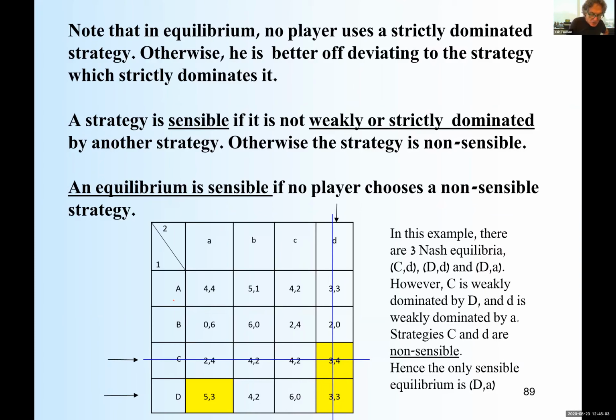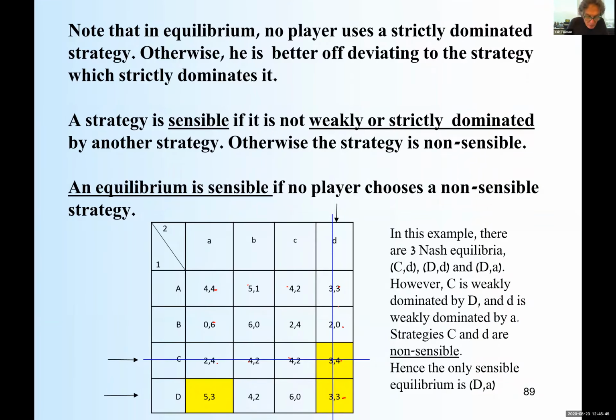Why? C is weakly dominated by A. 2 is less than 4. 4 is less than 5. 4 is like 4. And 3 is like 3. So C is weakly dominated. I can also take D out because D is weakly dominated by A. 3 is less than 4, 0 is less than 6, 4 is like 4, and 3 like 3. So I can say that D is weakly dominated by A. Therefore, I can take these 2 out and I'm left with 3 by 3.